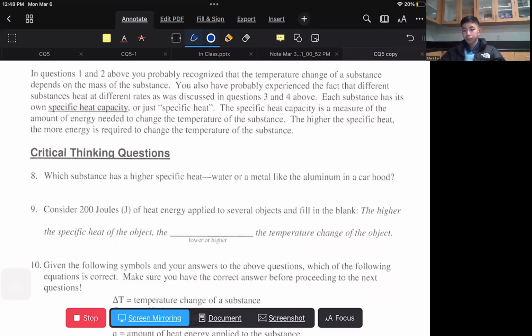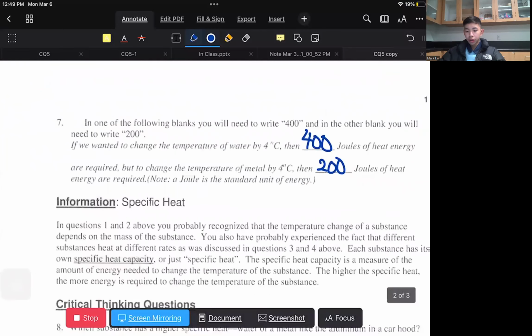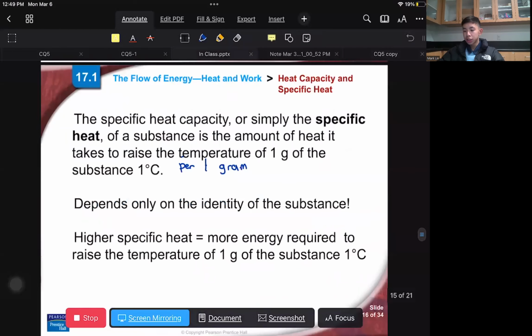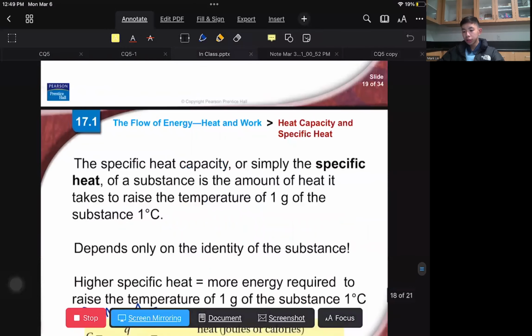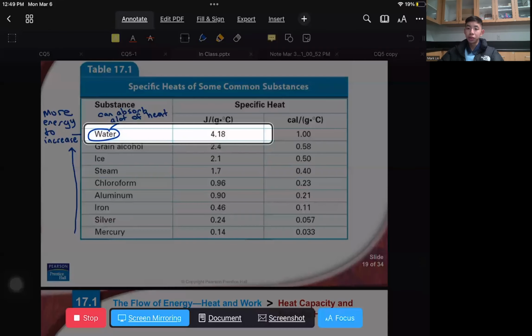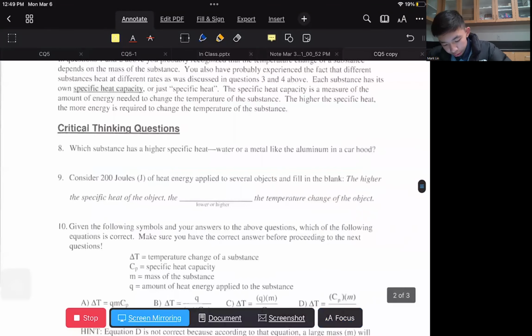Okay. Number eight, which has a higher specific heat, the water or the metal of the car, like the aluminum of the car? So, right, as you just said in question number five, water will have a higher specific heat because water is one of those substances that just has so much heat capacity. It's just known for it. I don't know how much else to explain it, but it's just so much specific heat capacity. So it'll be water.